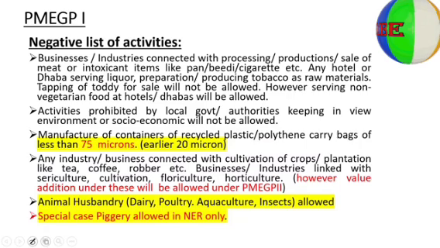Yes, piggery is related with meat. So in special cases, in the northeast region only, it is allowed. I'm getting a mixed response for a second loan under PMEGP, but mostly you are saying no. Somebody is saying one loan only. Somebody is saying yes, one per family.